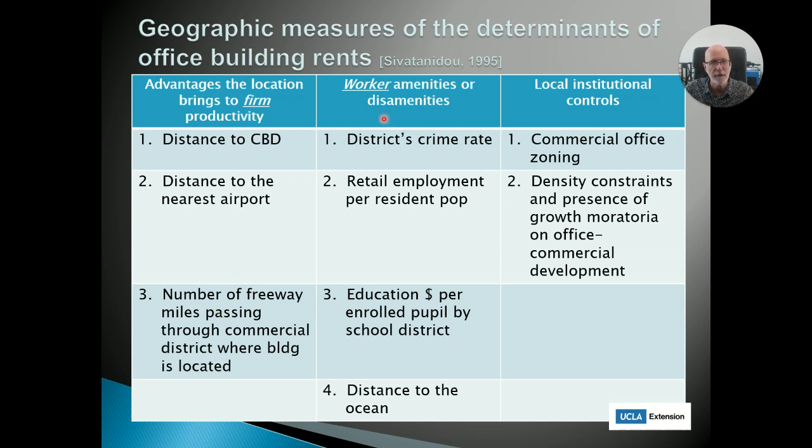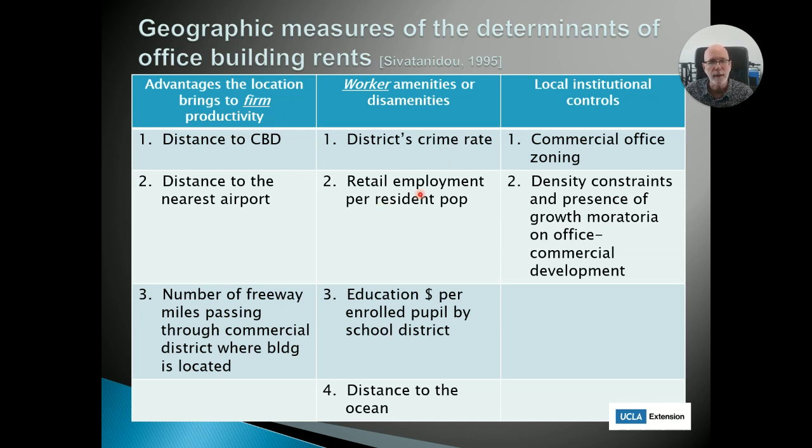Okay, let's take a look at the second column. What about worker? Here we have firm. Here we have worker. So then, what are these amenities or disamenities that might be brought to the office worker based on this location? Well, what about the district's crime rate? The higher the crime rate, the less advantageous, the less desirable it will be to the worker to work there, because the crime rate is just higher than what they can find in some other trade area.